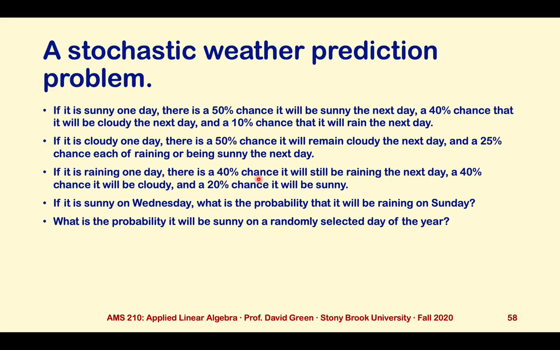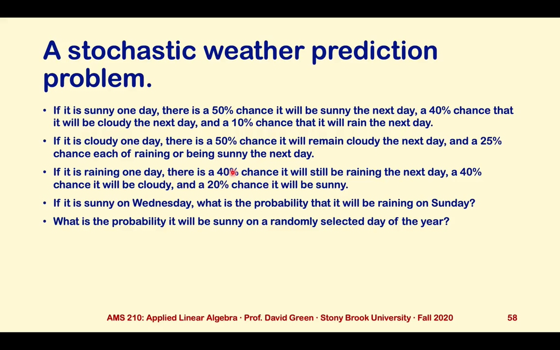We then might ask different sorts of questions if we have this kind of information. We might ask, if it is sunny on Wednesday, what is the probability that it will rain on Sunday? Maybe it's Wednesday and you're thinking of inviting people over for a barbecue. A well socially distanced barbecue. Is it likely to be raining, or is it likely to be sunny? What are those probabilities?